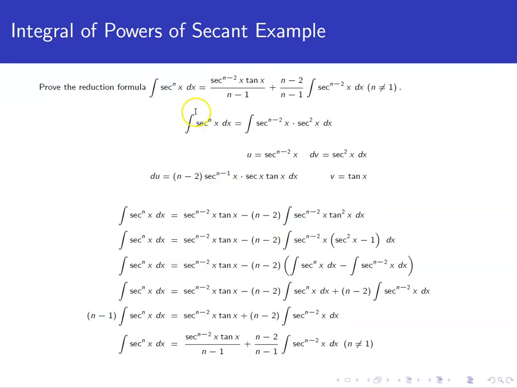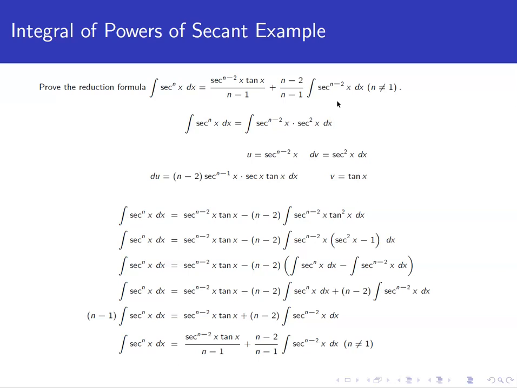Okay, so say we had integral of secant to the 6th, we can write that in terms of integral of secant to the 4th, and then we can do secant to the 4th in terms of integral of secant squared. Once we get to integral of secant squared, we know that's tangent. So this reduction formula allows you to take higher powers of secant and integrate them in terms of the integrals of lower powers of secant.